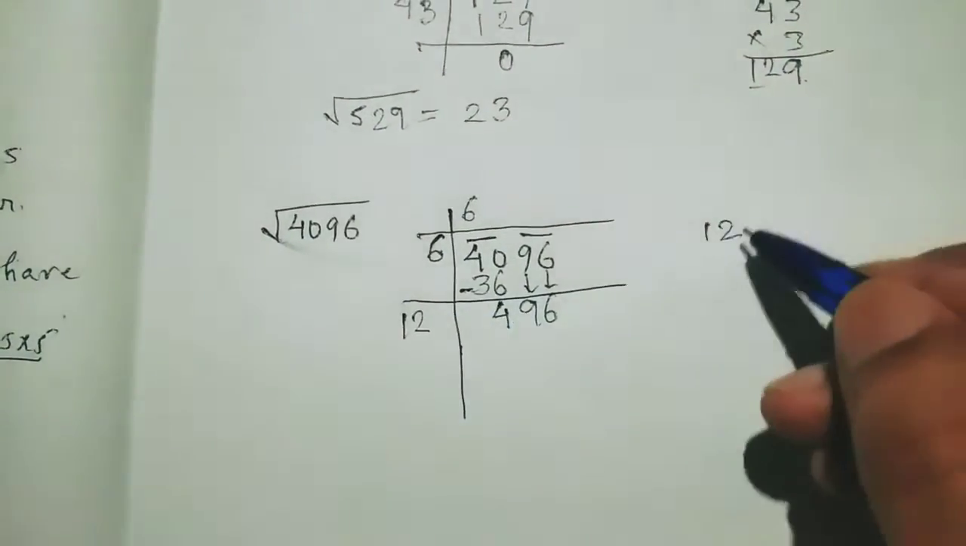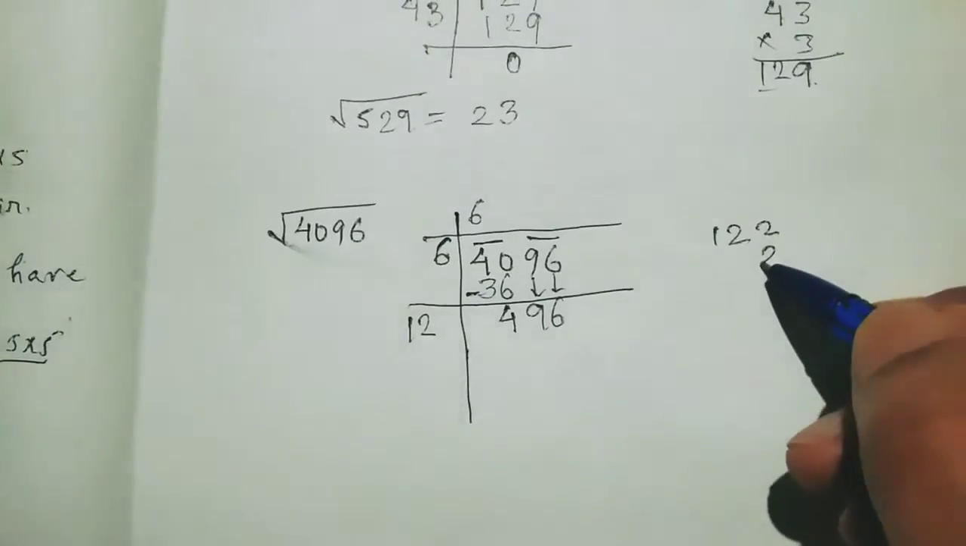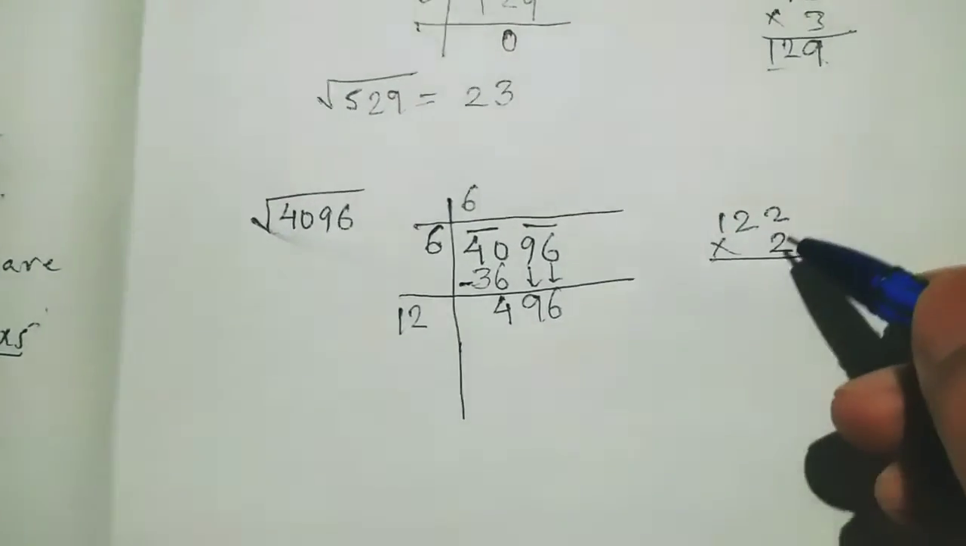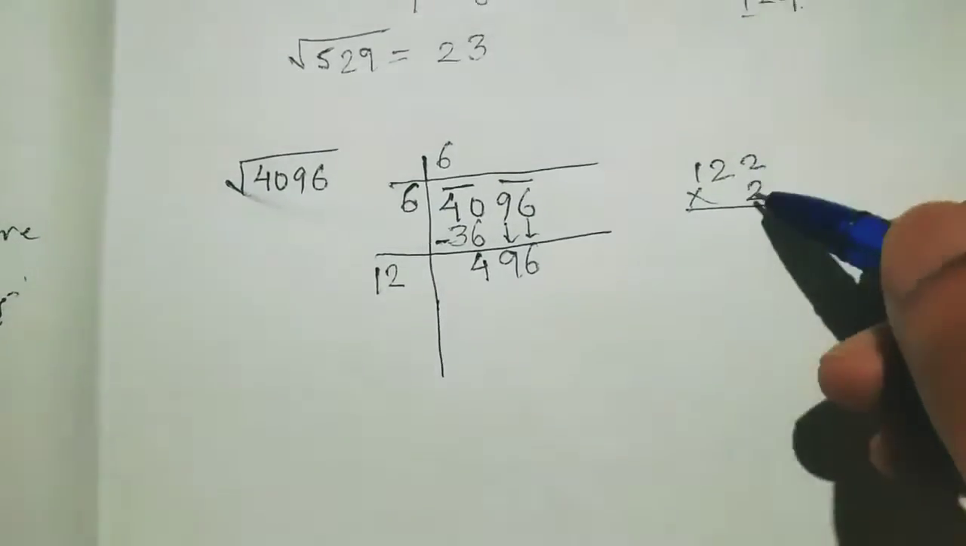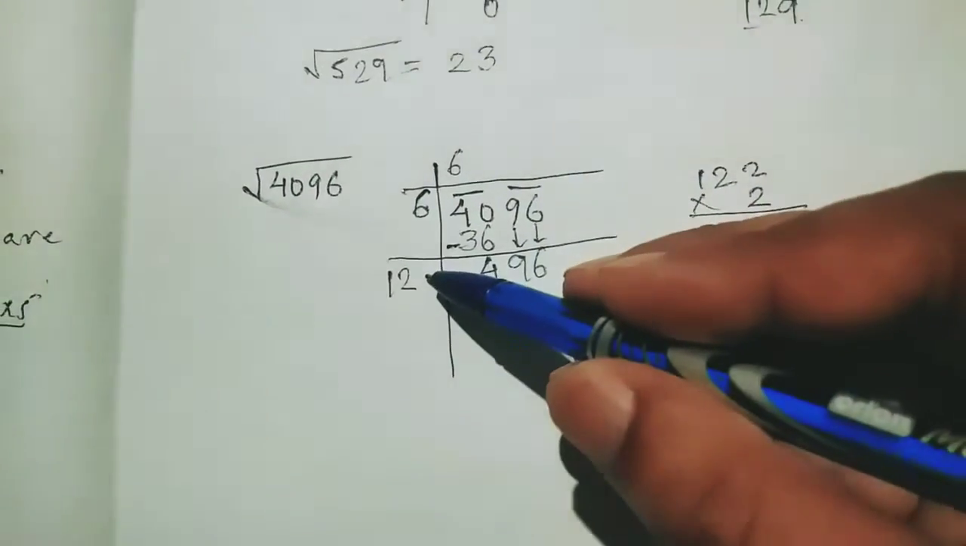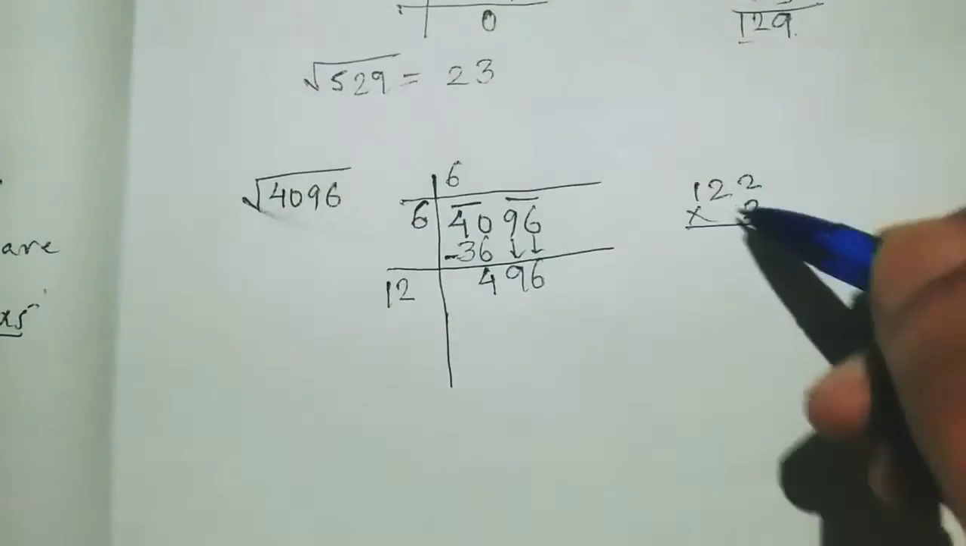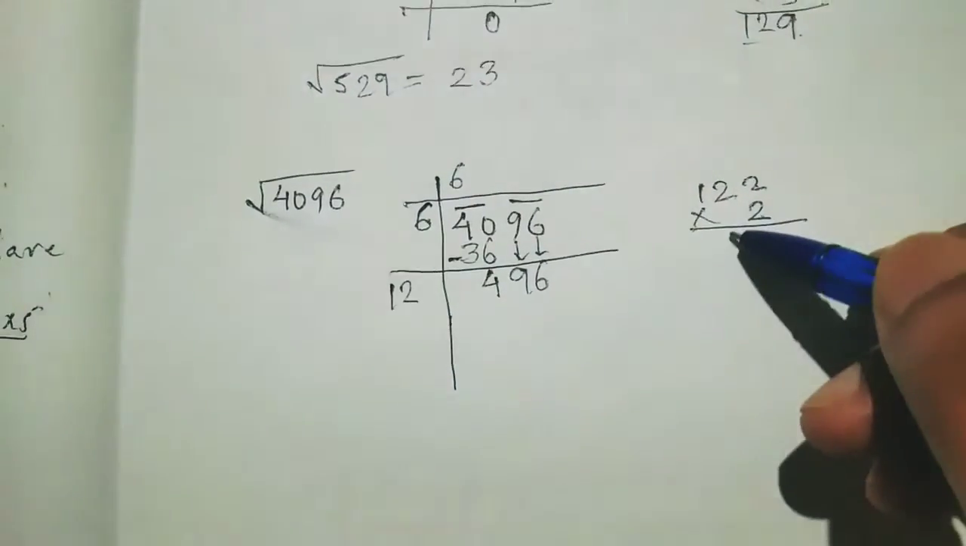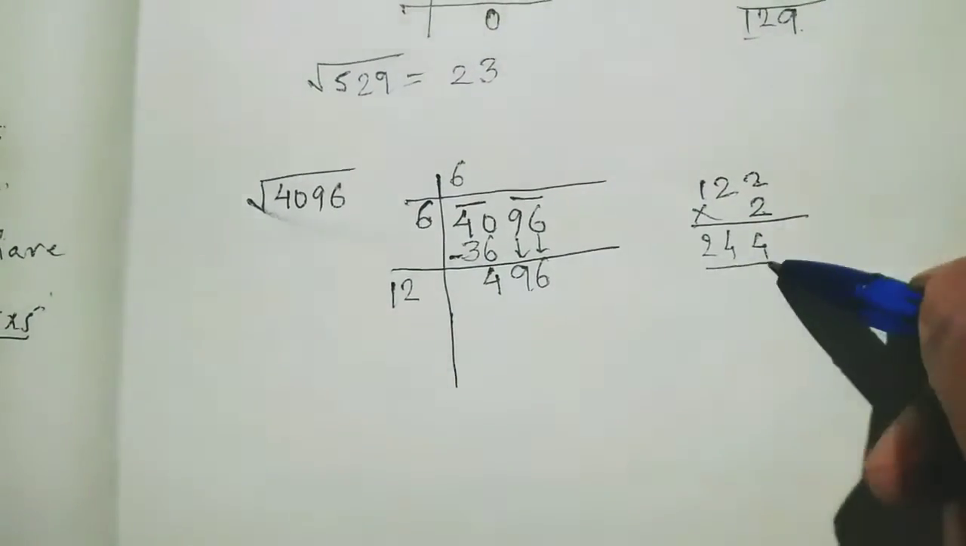Suppose we write 2 here, and multiply only with the same number. Students always make a mistake here: they do not multiply with the same number. Whatever number you keep here, the same number you have to multiply here also. So 2 here, 2 here also. 2 4s are 8, 2 2s are 4. So it is not the number.